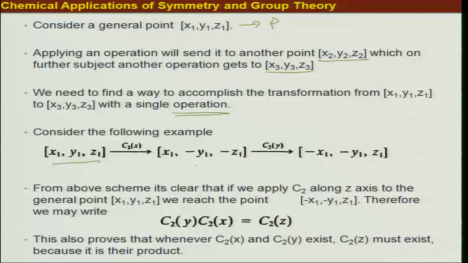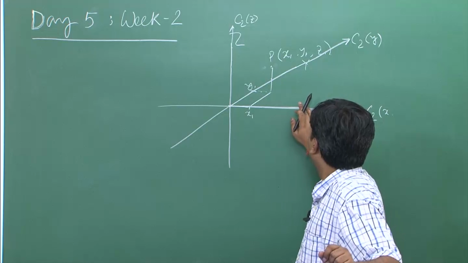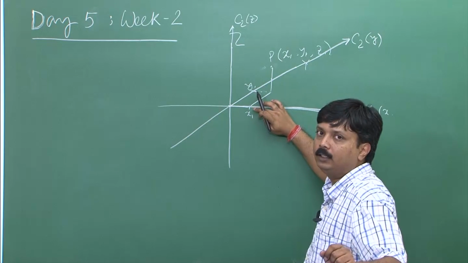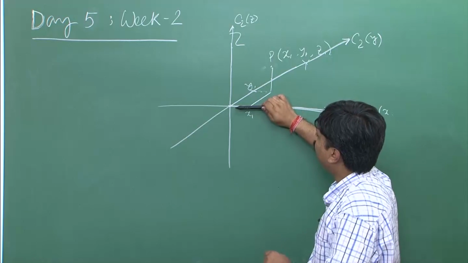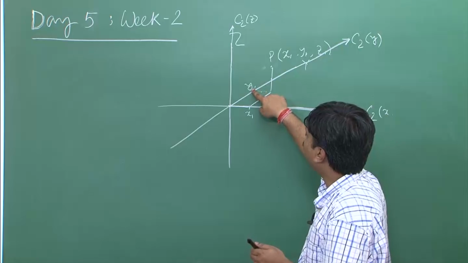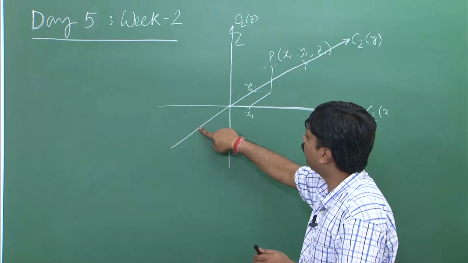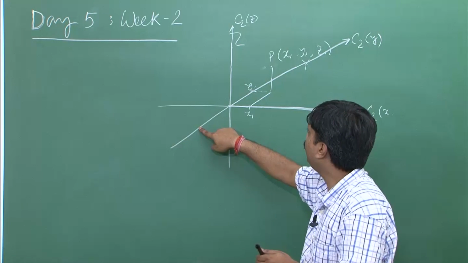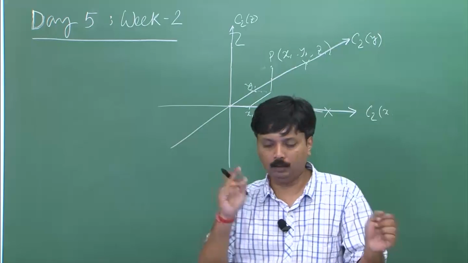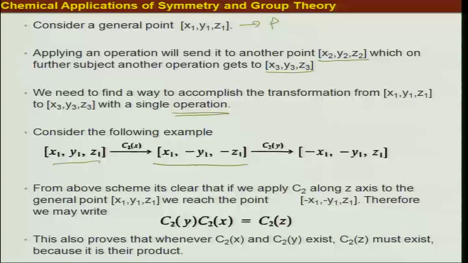So, here if you look, I am operating C2x, correct. So this x will not change, right, because x1 is x1 and I am just rotating about the x axis, nothing is going to happen with x, while this y1 will now come here becoming minus y1, and the same thing will happen to z1, it will become minus z1, and that is what is shown here.